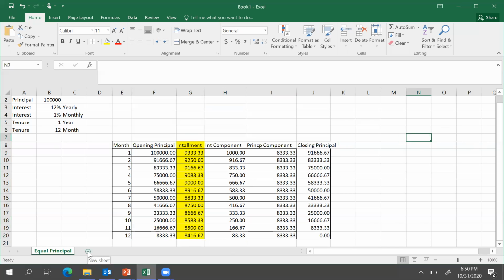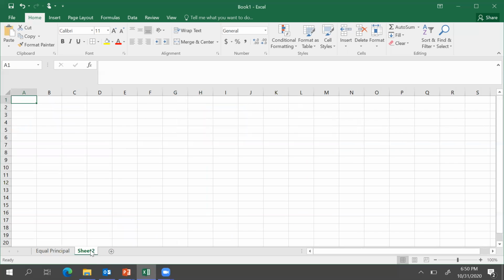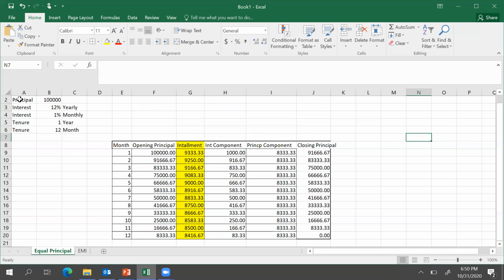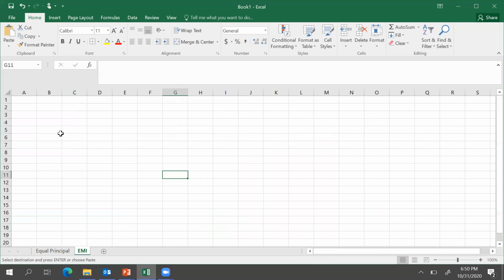Now, the second kind of loan repayment that we are going to discuss is the equal monthly installment. We are going to take a similar example, a loan having similar parameters: the principal being 100,000, the yearly interest 12%, so the monthly interest being 1%, and the tenure being 1 year, or in month terms, 12.